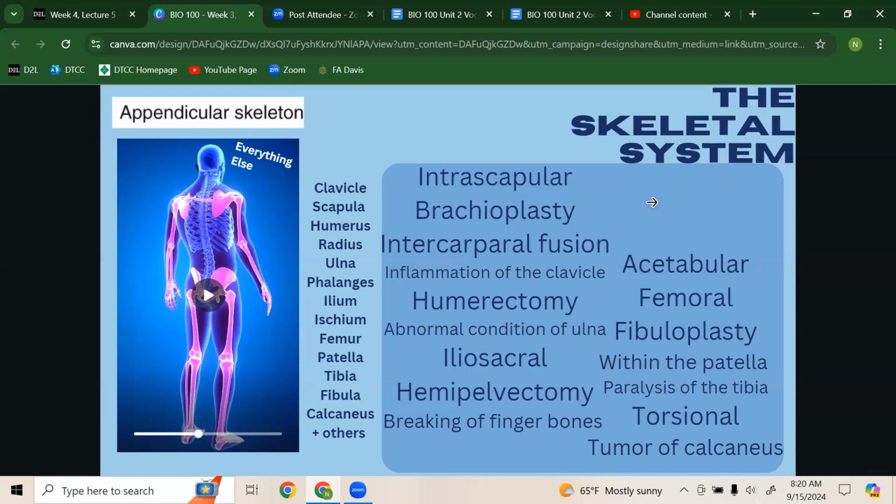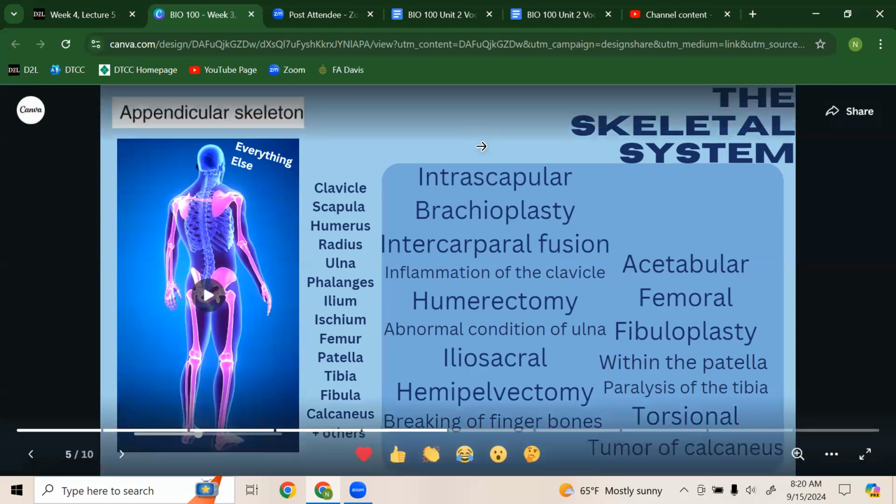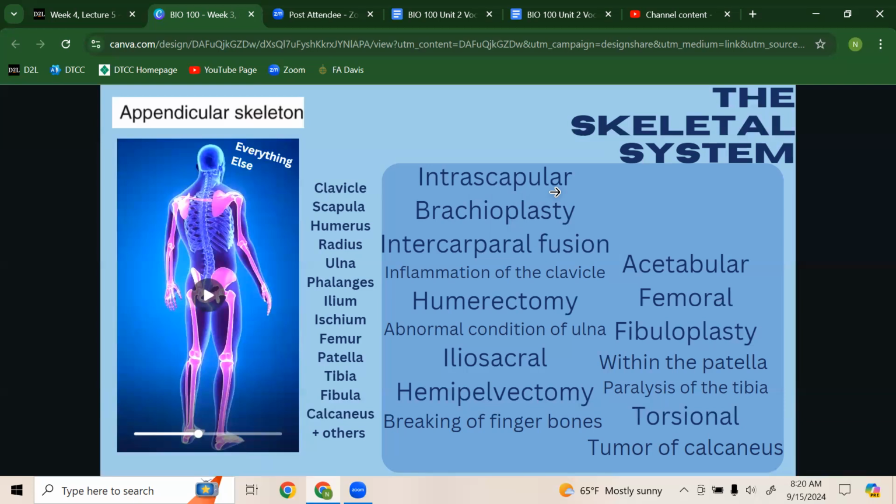Okay, let's go over our words. Intrascapular. Scapular means referring to the scapula, which is your shoulder blade. You have one scapula and two scapulae. That's one of our weird plural ones: we add an E to the end of scapula to make it plural. One scapula, two scapulae. Intra is our prefix for within. So intrascapular means within the shoulder blade, or within the scapula.